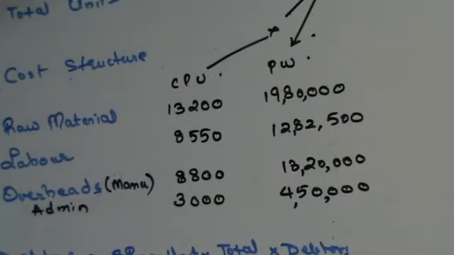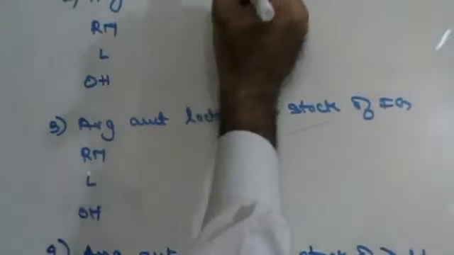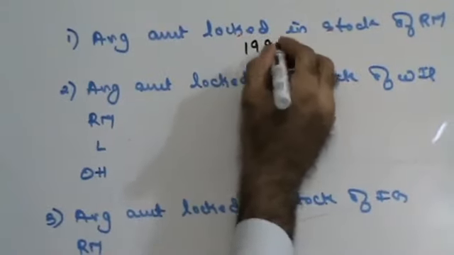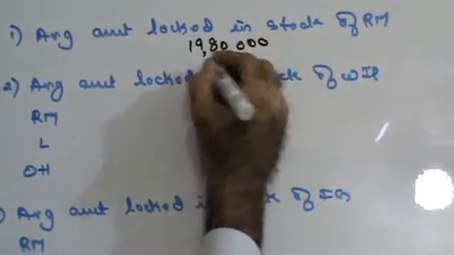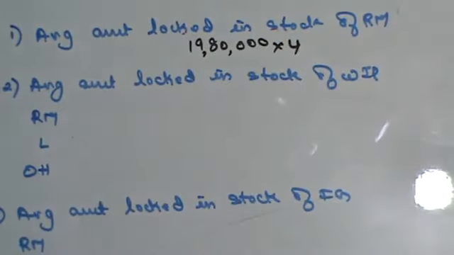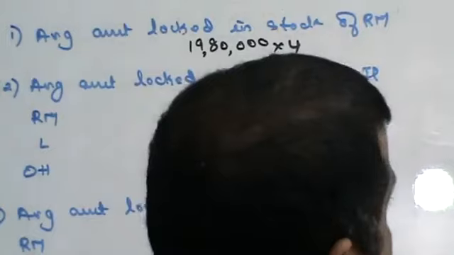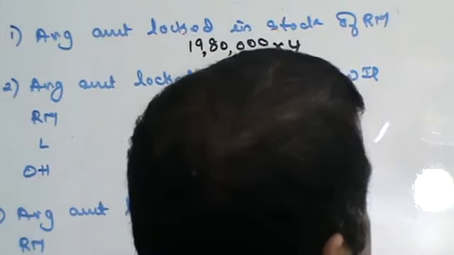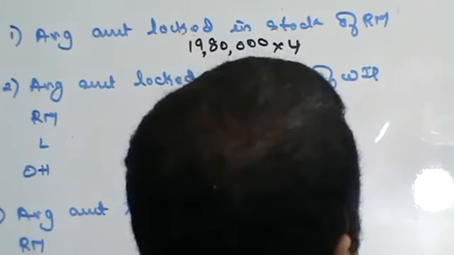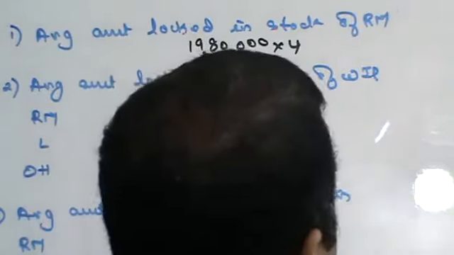They are saying that raw material will remain in store for 4 weeks. So raw material is 19 lakh 80,000 for 4 weeks, which is 79 lakh 20,000.